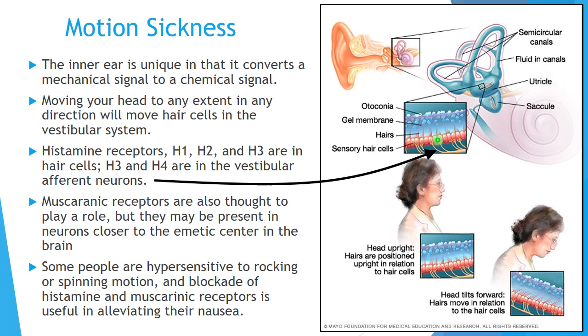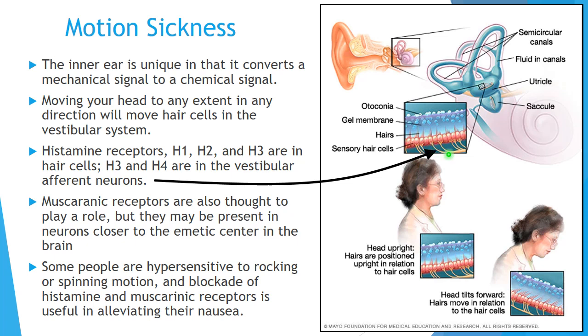Exactly where the endogenous histamine will come from, I'm not sure. I think it's actually released from the hair cells, probably onto their own cells, like onto themselves or onto the neurons. But we know that the receptors are here. Now, in terms of the muscarinic receptors, this is different. So these are histamine receptors. The muscarinic receptors, they are believed to be later on.